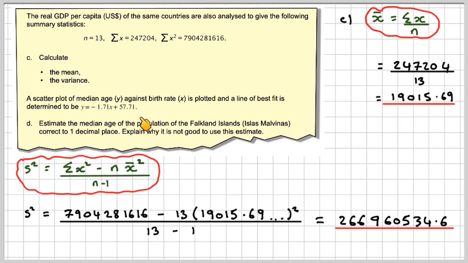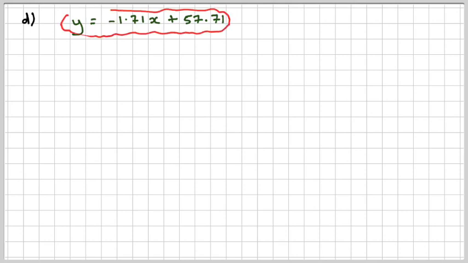Then it says a scatter plot of median age y against the birth rate x is plotted, and a line of best fit is determined to be y equals minus 1.71x plus 57.71. Estimate the median age of the population of the Falkland Isles, Isles Malvinas, correct to 1 decimal place, and explain why it's not good to use this estimate. So you probably have to go back and look at the table for this, so you can always pause the video and go back. But here is the equation of best fit.